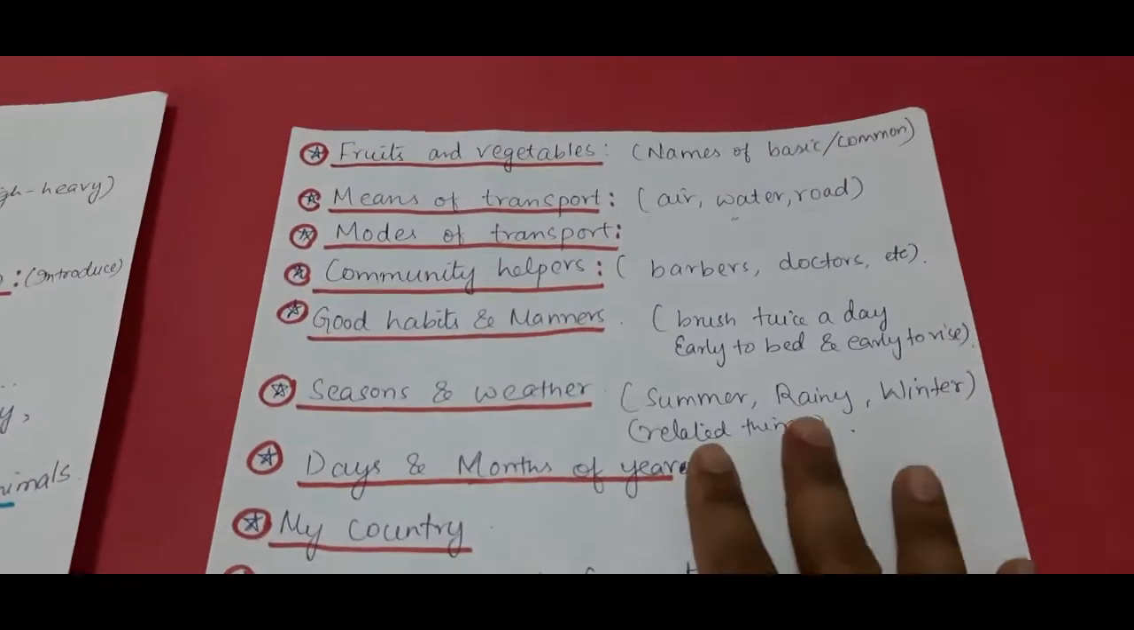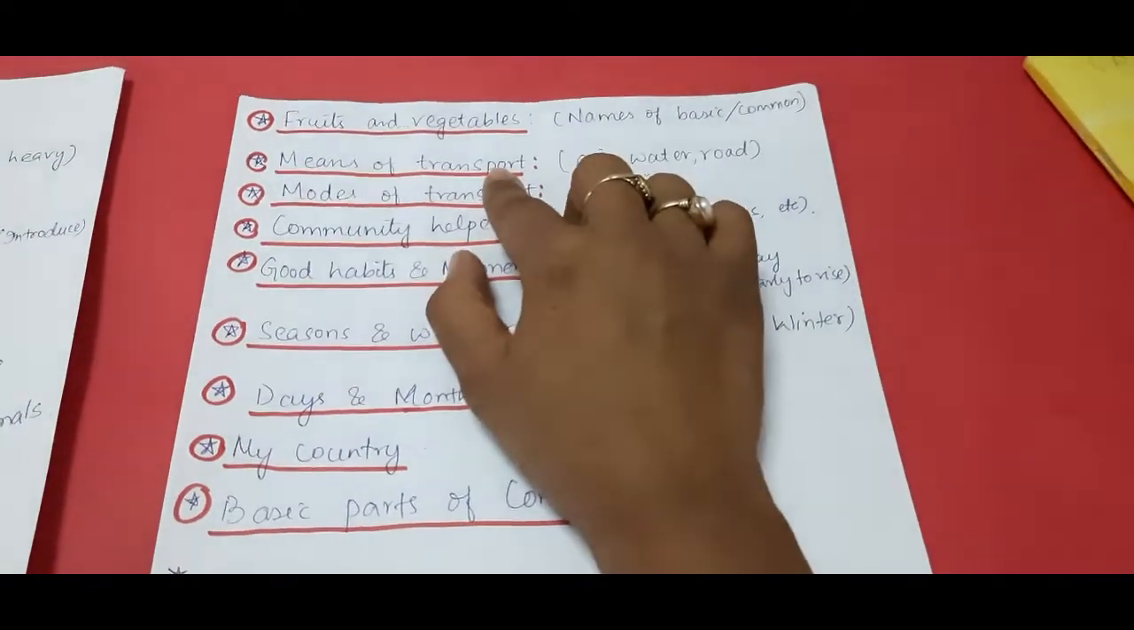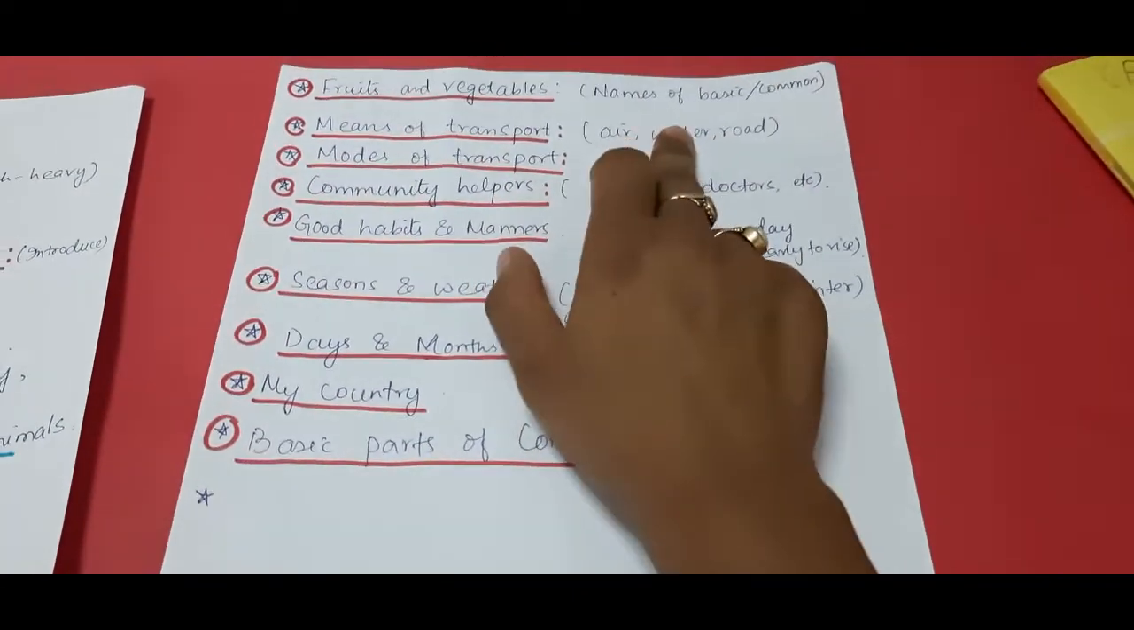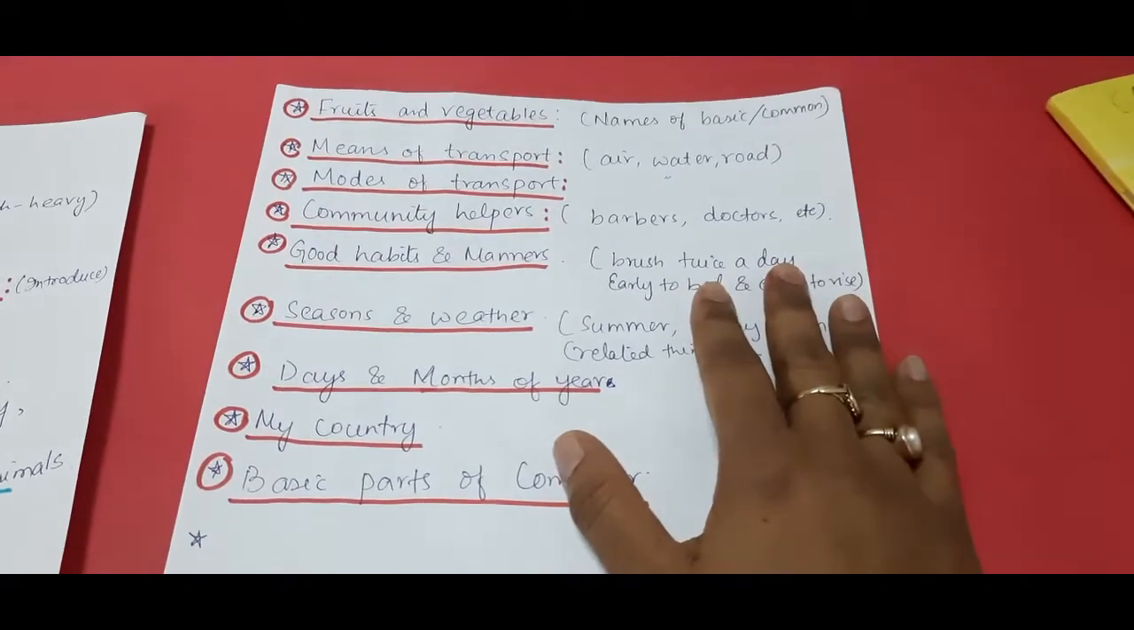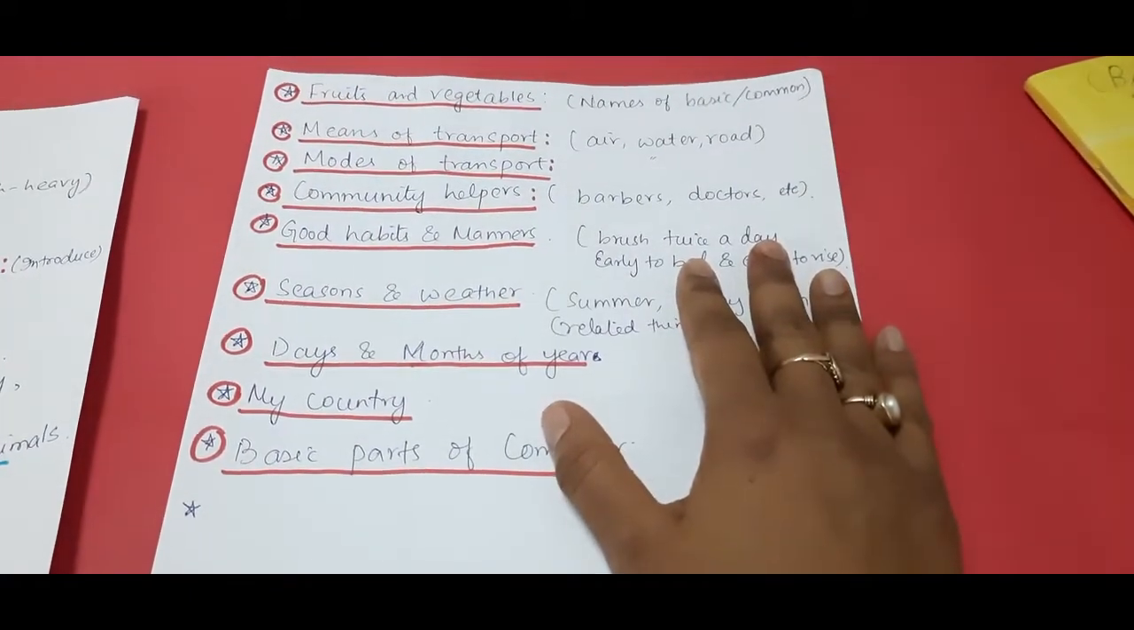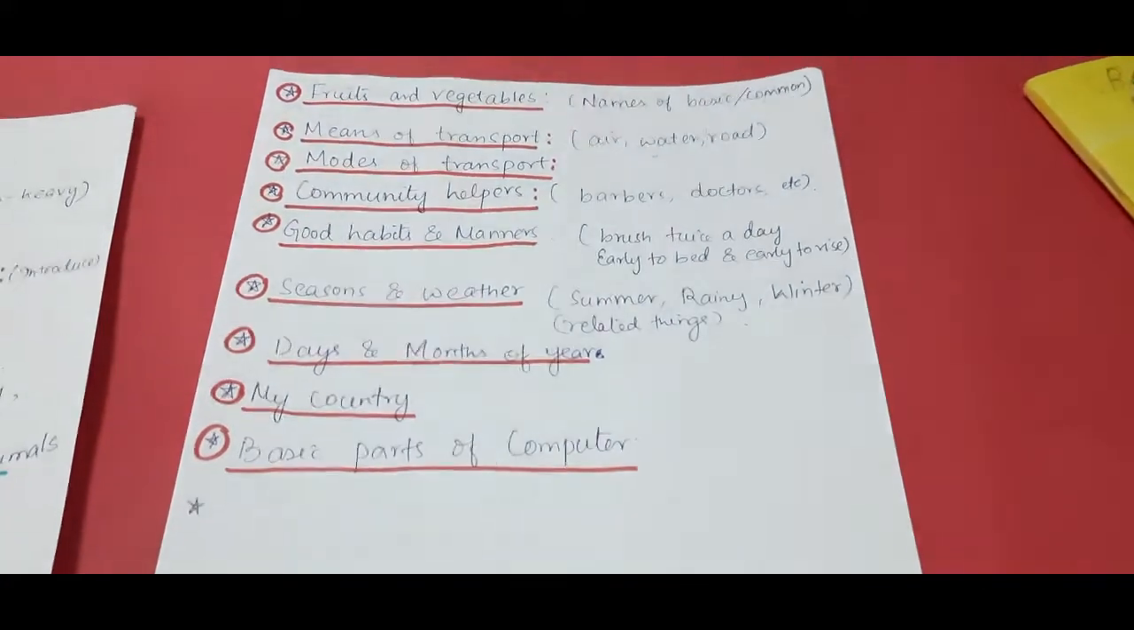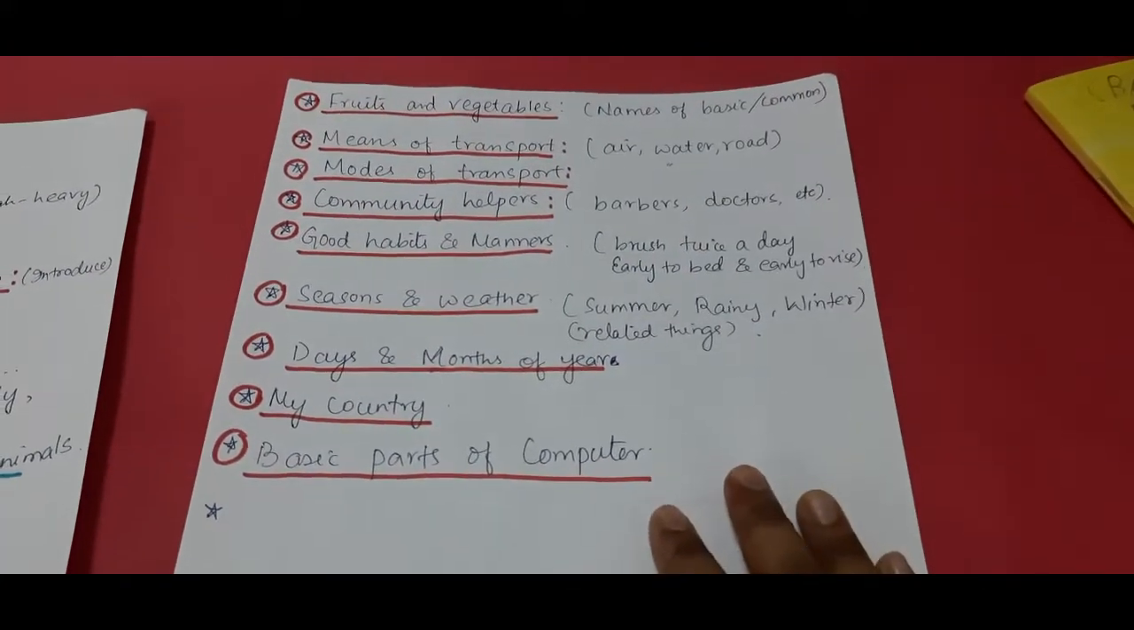Next general awareness is fruits and vegetables, names of the basic and common fruits and vegetables. This we can do when they're with us going into the kitchen. We can just ask them, engage them with us, and make them learn there. No need of making them sit and learn.